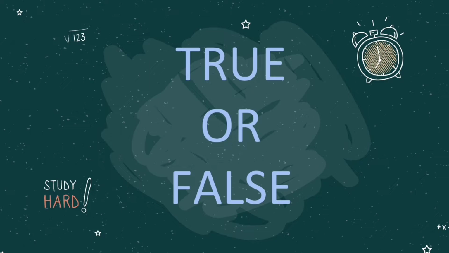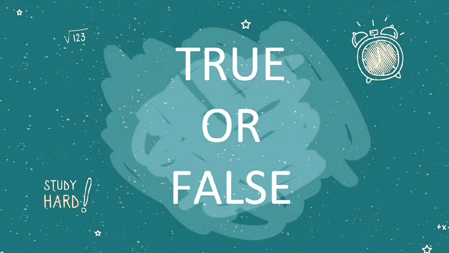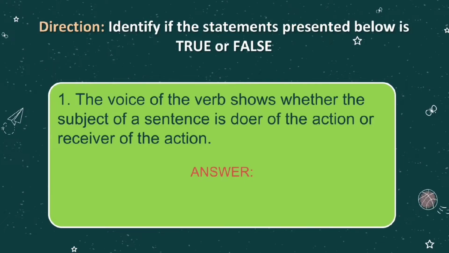Now, let's have true or false activity to continue our MACALE learning. In this activity, identify if the statements presented below is true or false. I'll present 5 sentences and give 8 seconds each number. Number 1. The voice of the verb shows whether the subject of a sentence is the doer of the action or receiver of the action.